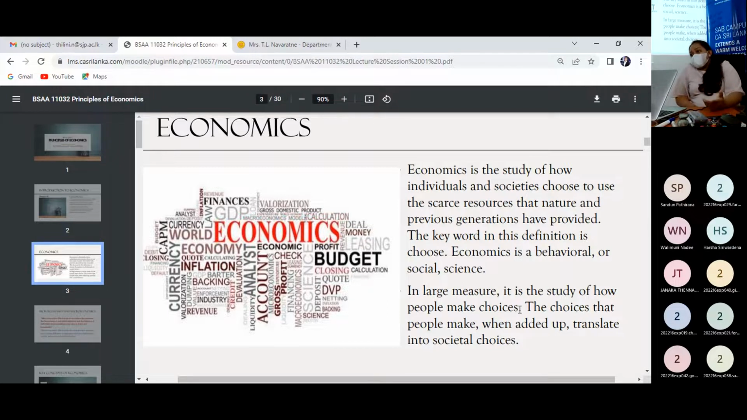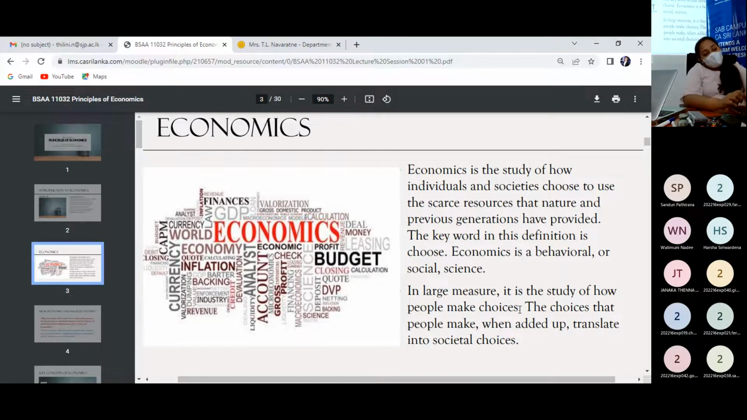Sculpture is an art. Where does economics fall? It's a science, but it's a social science. Why? Because we are studying the society. The actual lab is society. Studying about the society, so economics falls under social science.